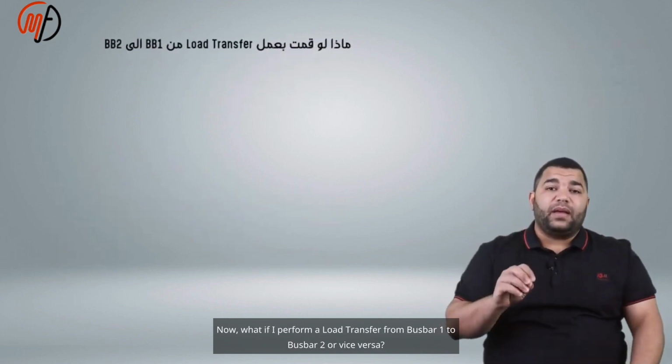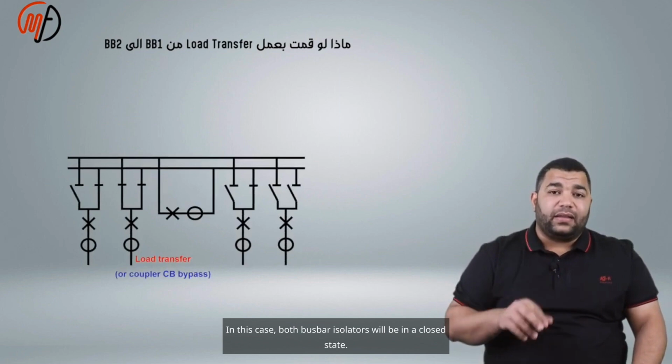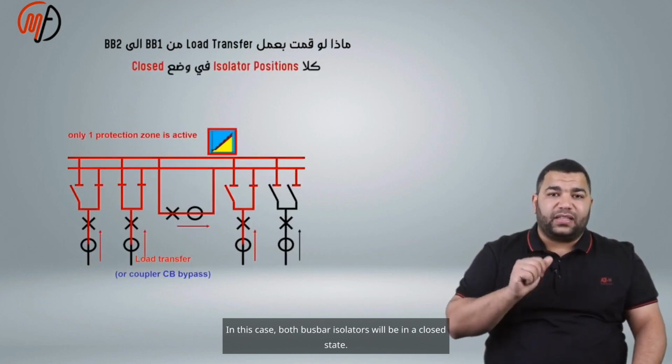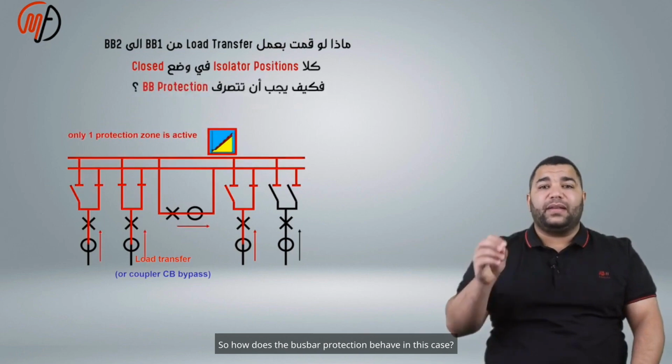Now, what if I perform a load transfer from busbar 1 to busbar 2 or vice versa? In this case, both busbar isolators will be in a closed state. So how does the busbar protection behave in this case?